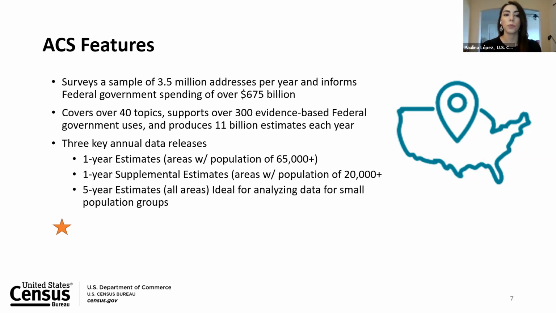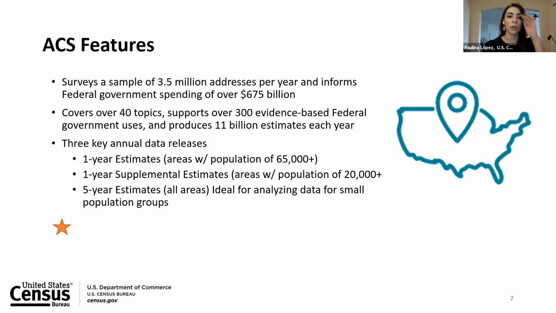And we do 3 key annual data releases. So we do 1-year estimates for areas with populations of 65,000 or more. So you'll see these 1-year estimates for the city of El Paso, the county of El Paso. You won't see these 1-year estimates produced for low levels of geography that have low population. So you won't see 1-year estimates for census tracts or zip codes, for example.